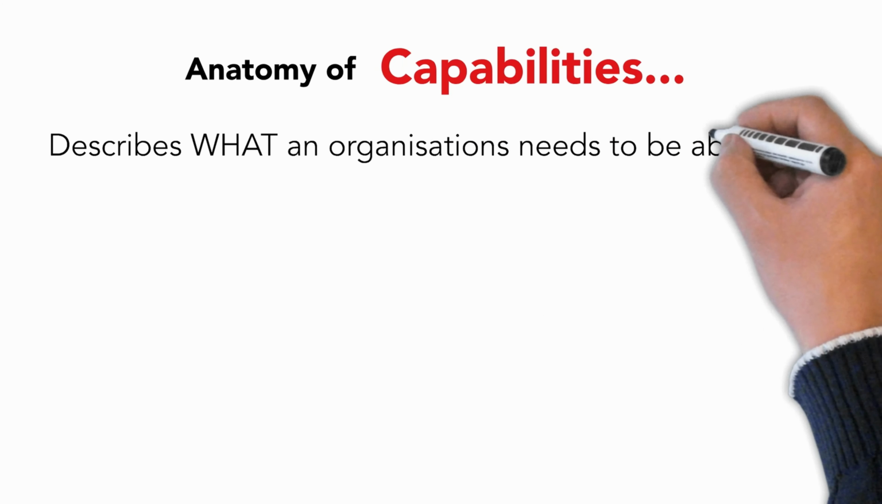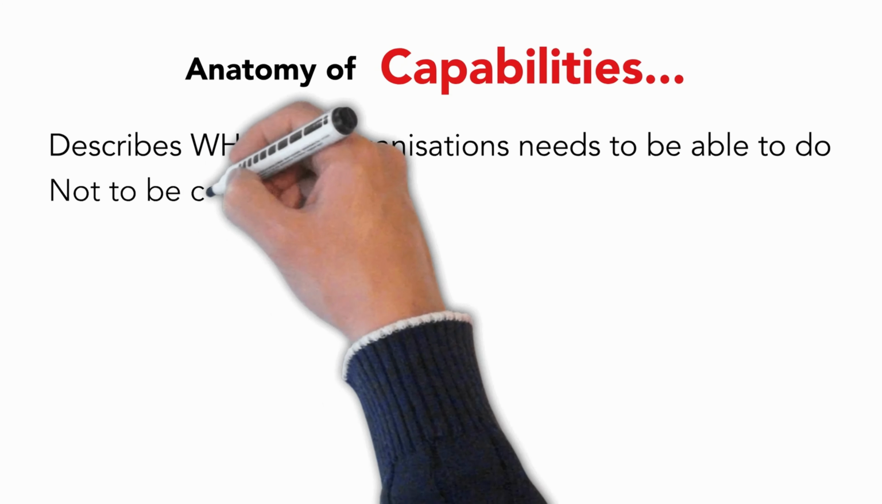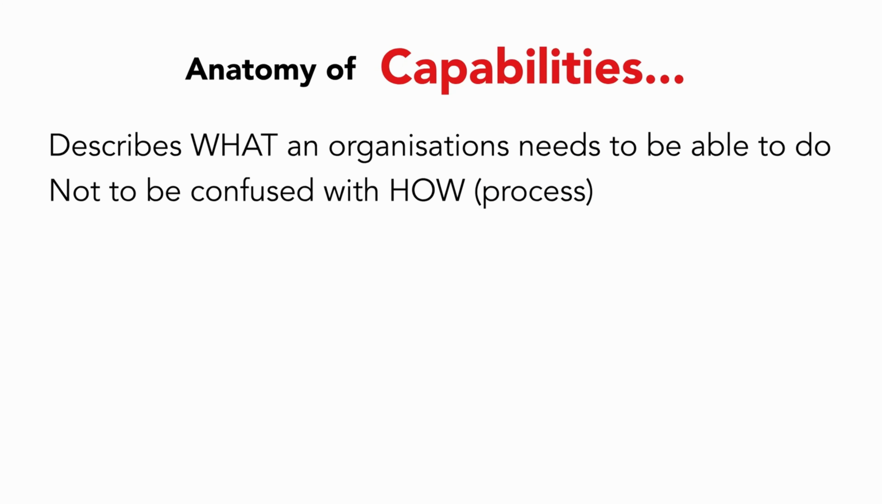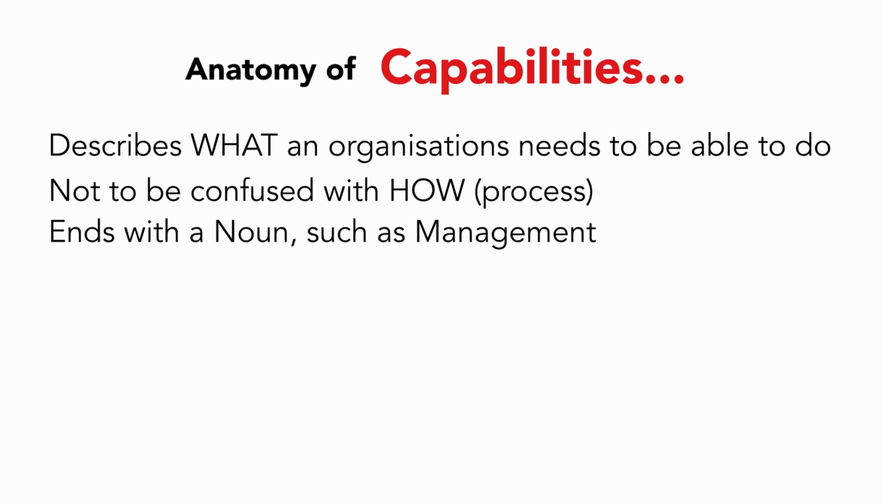Capabilities describe what an organization needs to be able to do. This is not to be confused with how, which describes a process. A capability always ends with a noun, such as management, whereas a process starts with a verb. For example, campaign management is a capability, whereas manage campaign is a process.